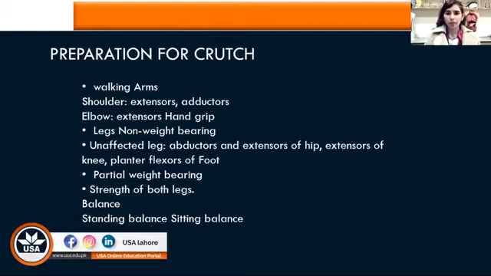For the non-weight bearing type, the unaffected leg, which plays the major part in walking, should have strengthened abductors and extensors of the hip, as well as strengthened extensors of the knee, that is the quadriceps. After that, the plantar flexors of the foot should be strengthened before starting walking with the crutches. In case of partial weight bearing, we will be providing strength for both legs.